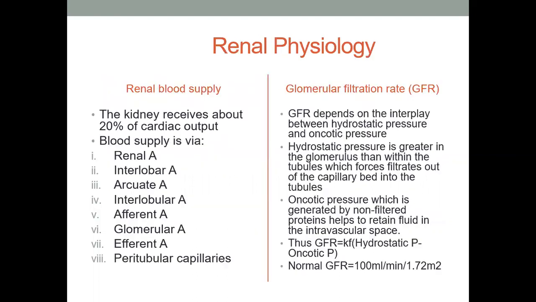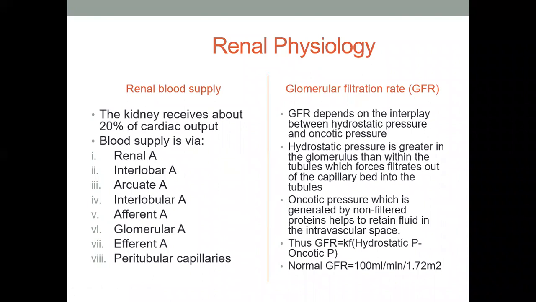Renal physiology: the kidney receives about 20% of the total cardiac output. And the blood supply is by these following arteries, like we can see. All right, and for the kidney to receive 20% of cardiac output, anything that affects cardiac output, systemic vascular resistance, will have a huge impact on renal perfusion. And this is one of the reasons for the predisposing factors for development of acute kidney injury.